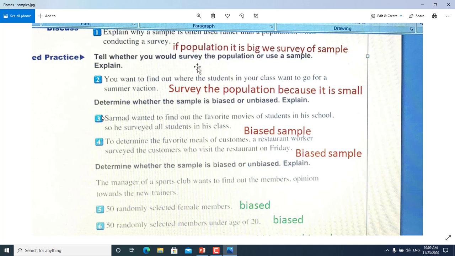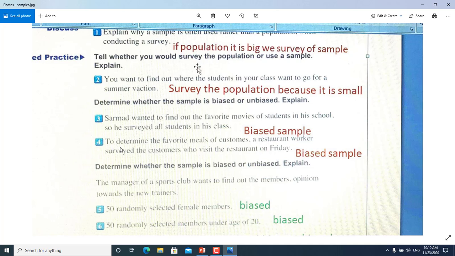And number 3, number 4, determine whether the sample is biased or unbiased. Explain. Let's read together. Sermet wants to find out the favorite movies of students in his school, so he surveyed all students in his class. Look at that. He wants to find out the favorite movies of students in his school, so his school is the population. The class is a sample, so it is biased. His class is a biased sample because the students not in his class don't have any chance to be selected.